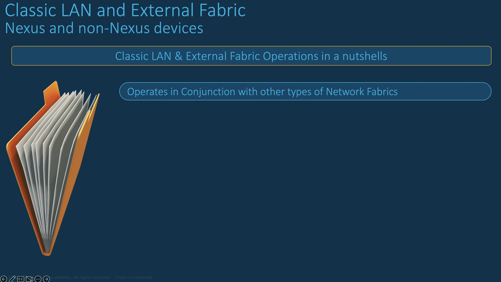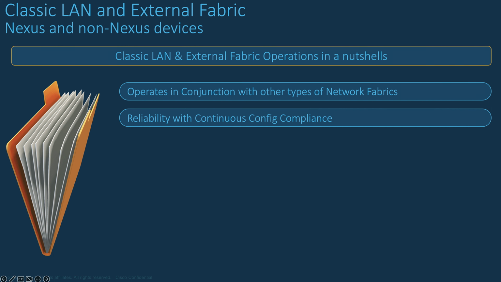The external fabric is used for either classic LAN, VXLAN EVPN, or WAN connectivity. However, it supports Nexus and non-Nexus devices. From the same NDFC user interface, you can operate classic LAN with or without Nexus devices in conjunction with VXLAN EVPN fabric for the data center and/or for the campus.